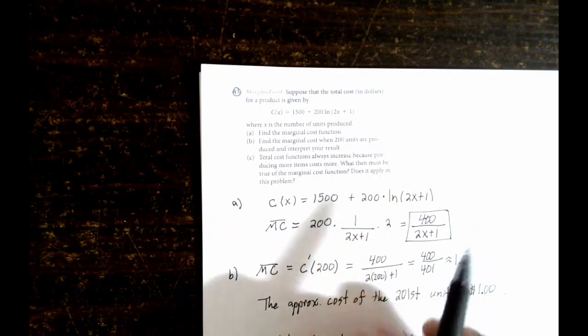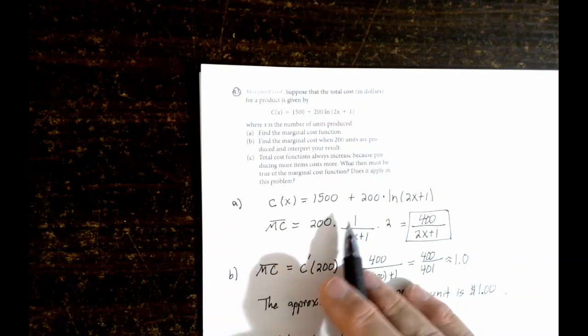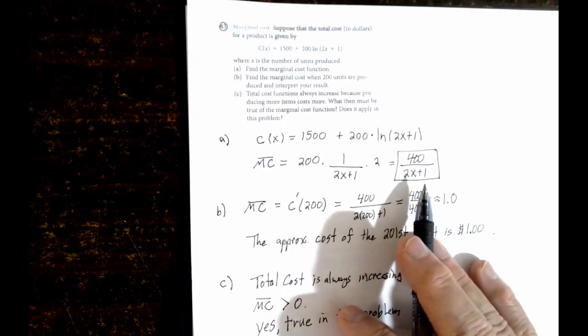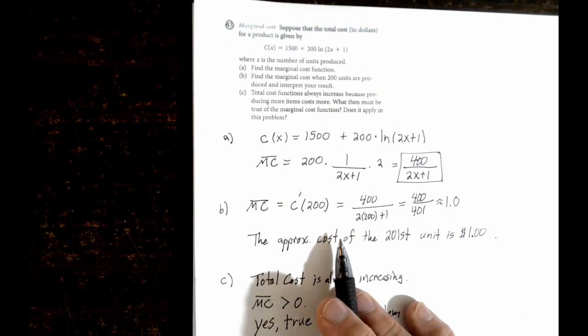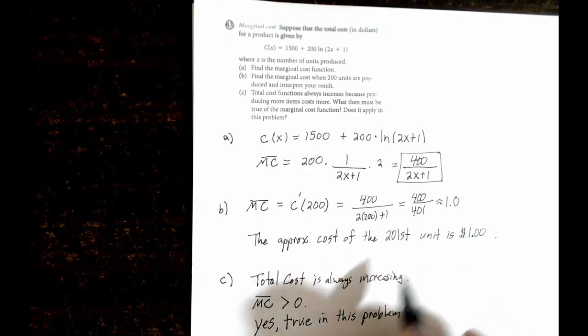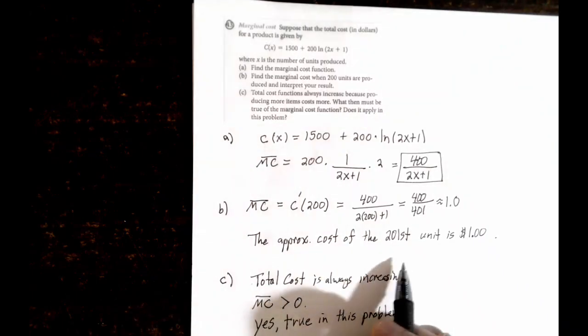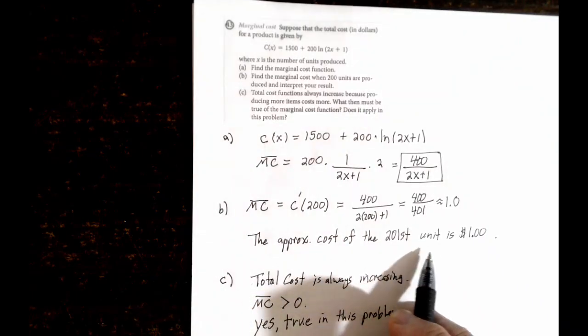Alright, this one they give you the cost function and ask you to find the marginal cost, so you take the derivative. Then they ask you to figure out what the marginal cost is when x equals 200. So you plug in 200 and it's approximately 1. So the approximate cost of the 201st unit is $1.